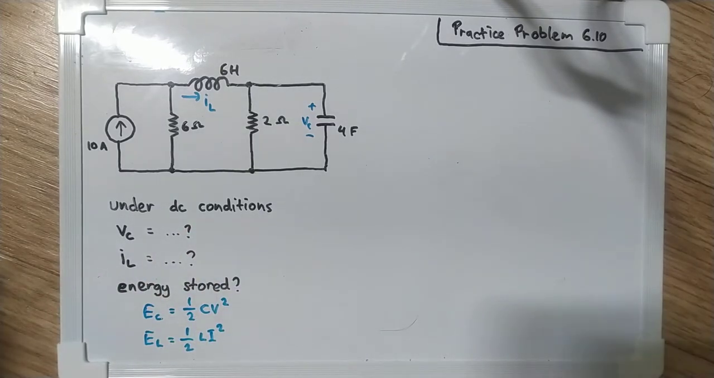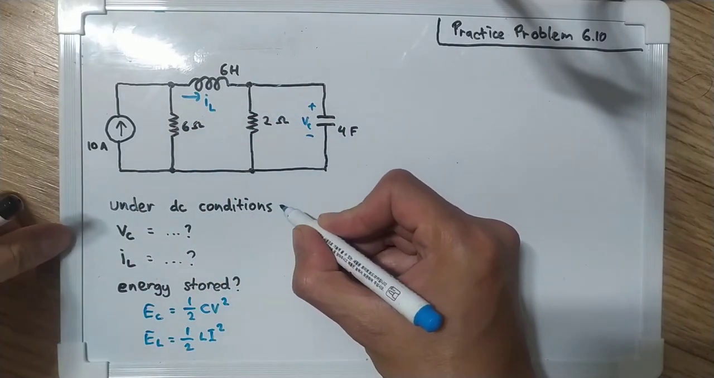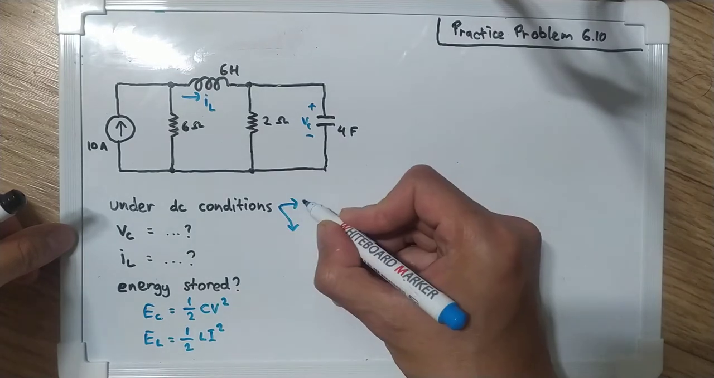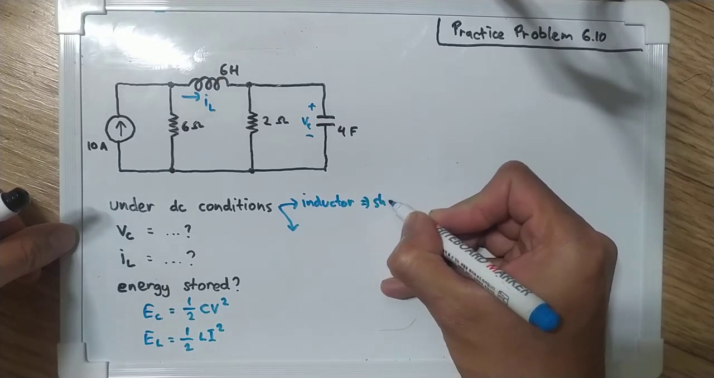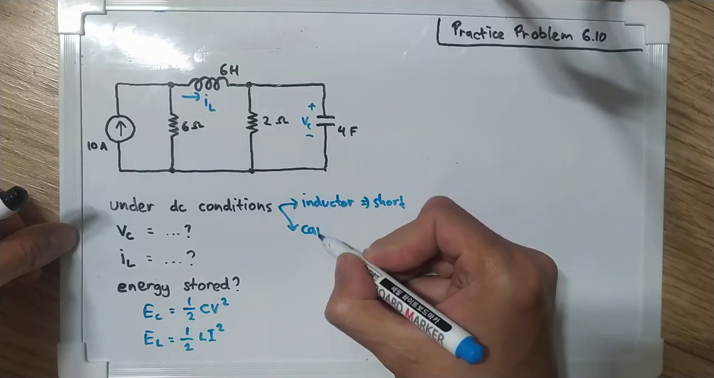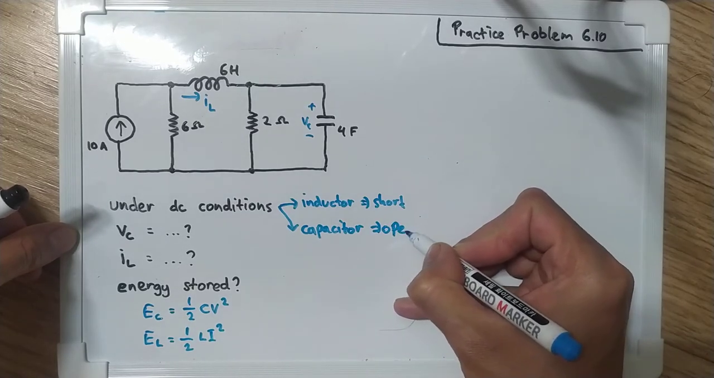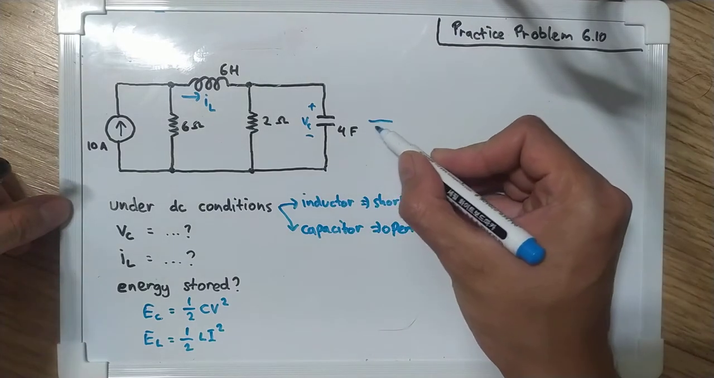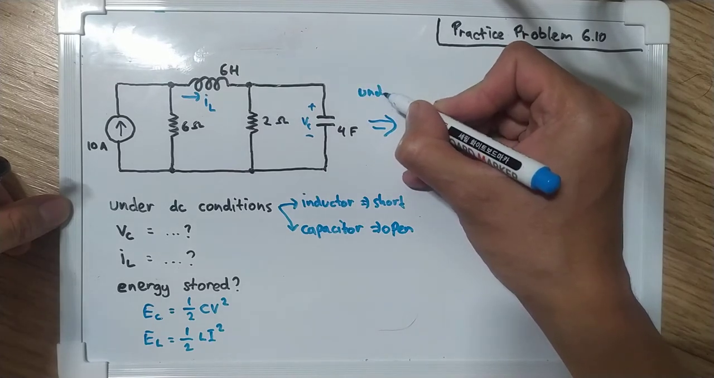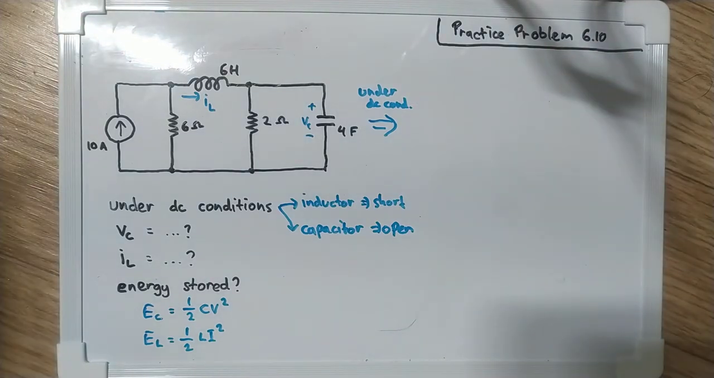Okay, what does DC conditions mean? It means that the voltage and the current are in DC condition, which translates into the inductor becoming a short circuit and a capacitor will become an open circuit. So we need to redraw this circuit under DC conditions. So let's translate that under DC condition. Okay, let me draw the circuit and I will be back.